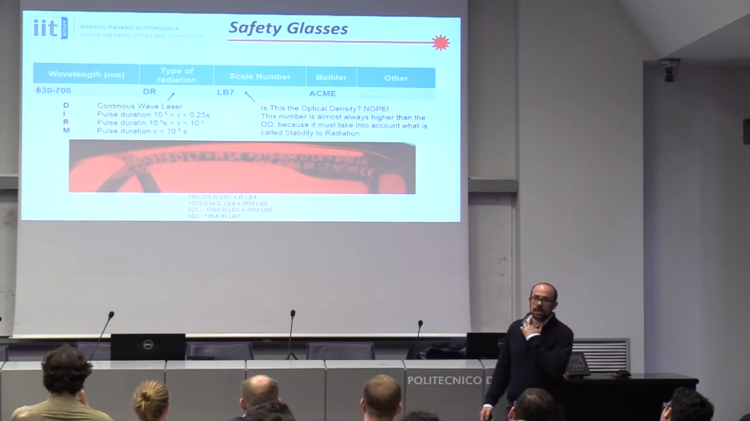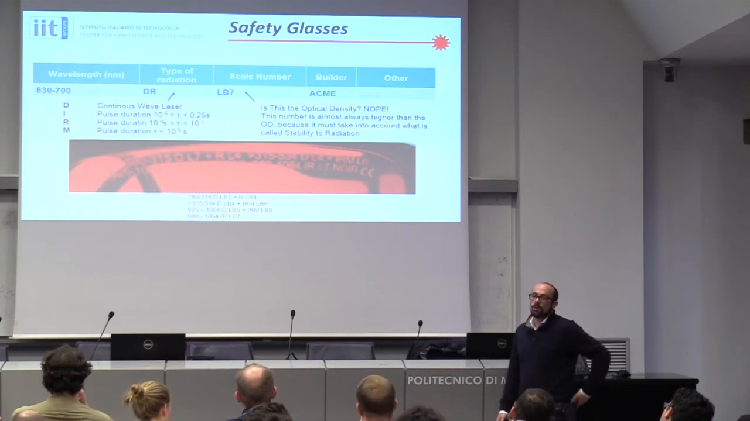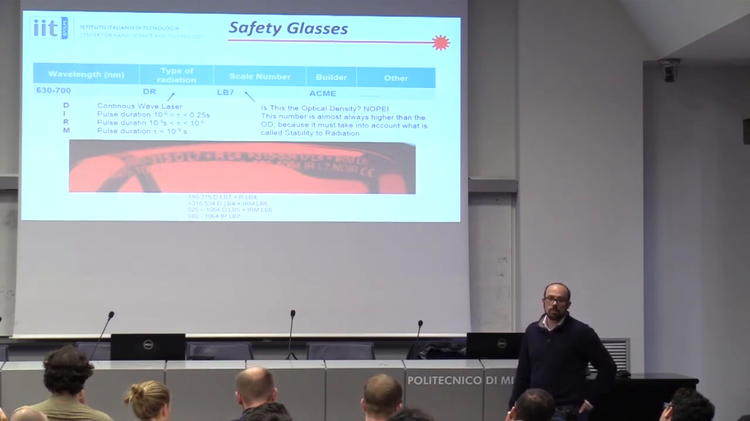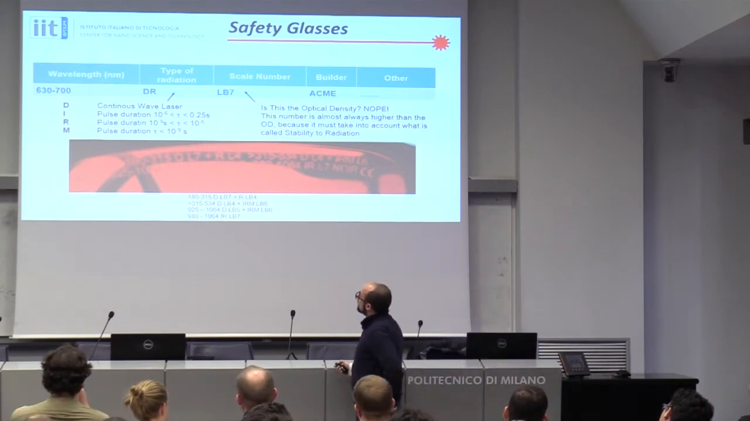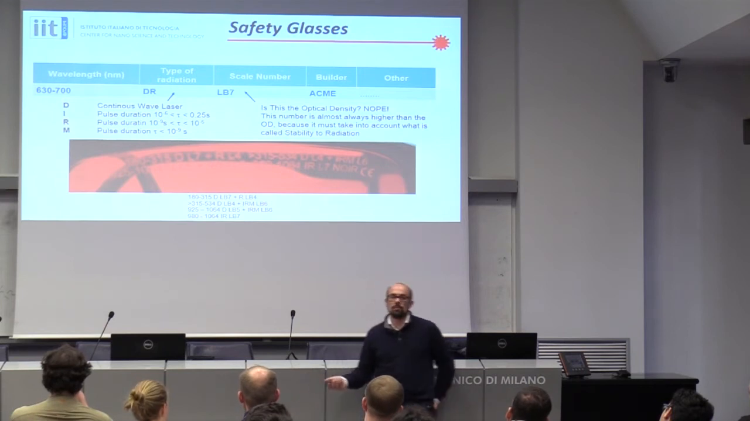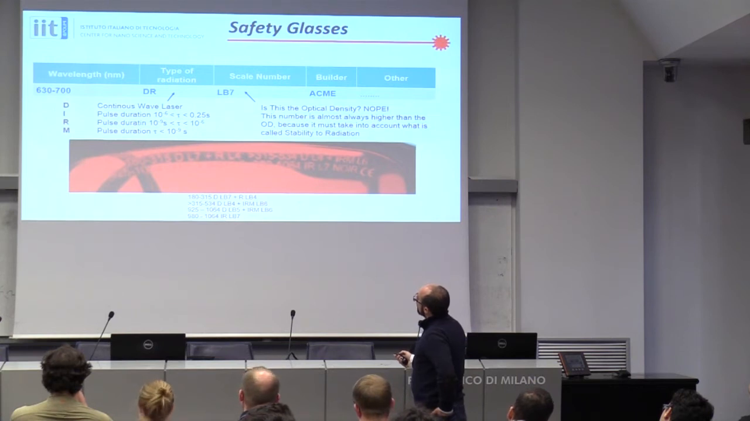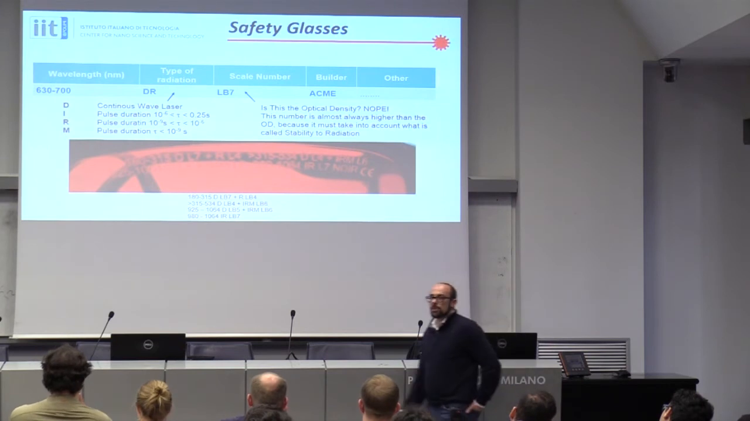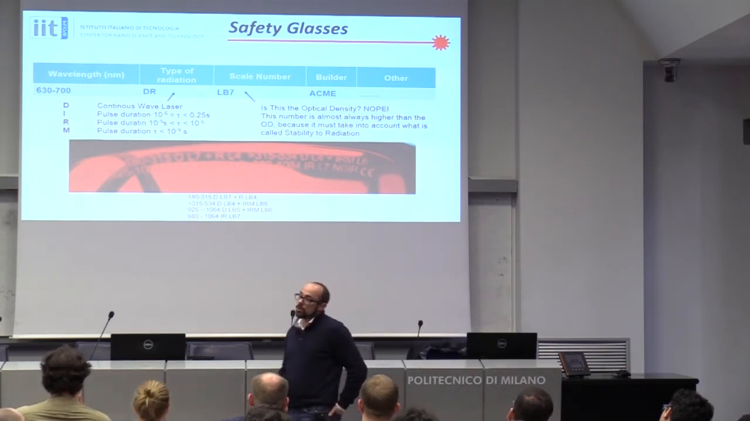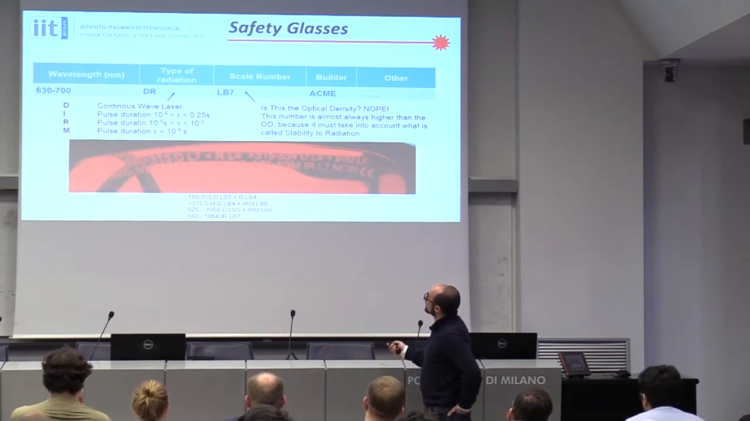D means that it's protecting from a continuous wave laser, so either continuous wave or pulses longer than 0.25 seconds. This is probably not the case, right? Then I means I'm going to protect you from long pulses, so pulses that last from 1 microsecond to 0.25 seconds. R means I'm going to protect you from Q switching, so it's about nanosecond lasers, pulses in the range 1 nanosecond to 1 microsecond.